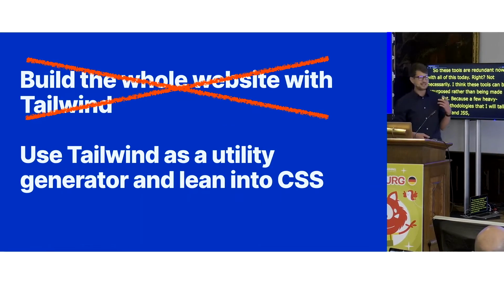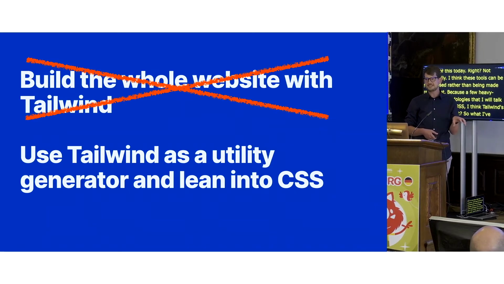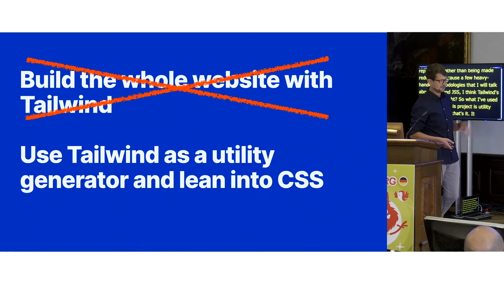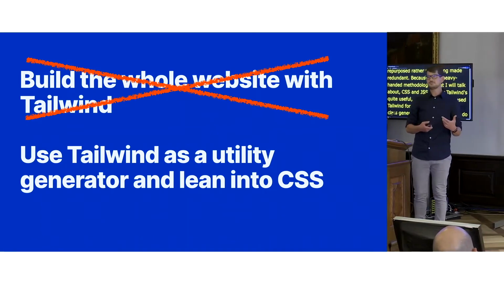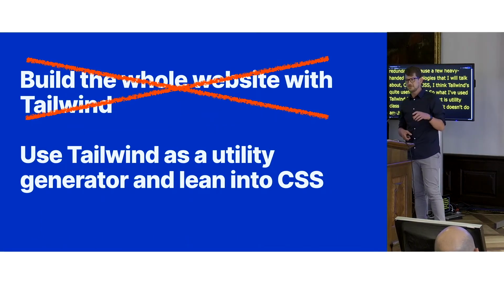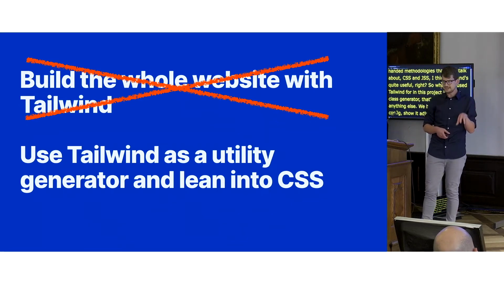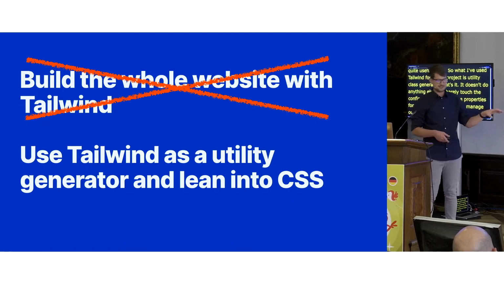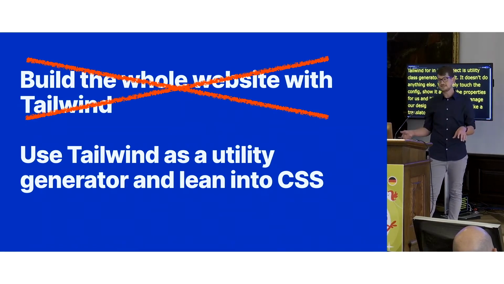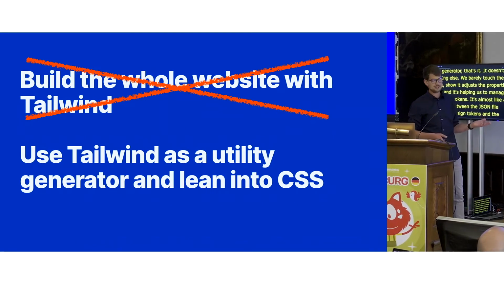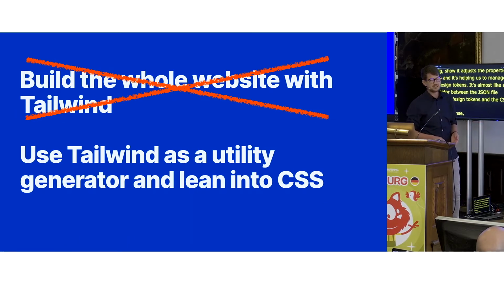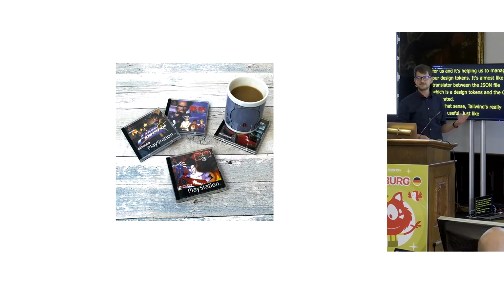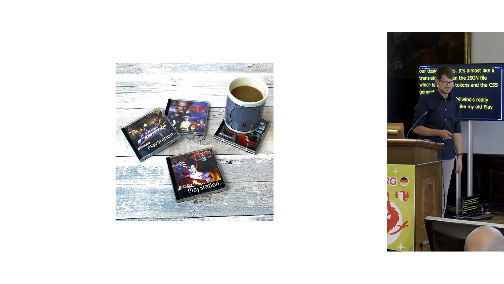What I've used Tailwind for in this project is a utility class generator. And that's it. It doesn't do anything else. We barely ever touch the Tailwind config. Sure, it generates those custom properties for us, but what it's doing is being really useful and helping us to manage our design tokens. It's almost like a translator between the JSON file, which is the design tokens, and then the CSS that's generated. So in that sense, Tailwind's really bloody useful. Just like my old PlayStation games are really bloody useful as coasters rather than playing on the PlayStation.